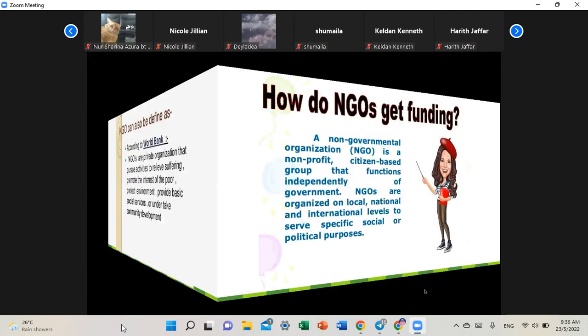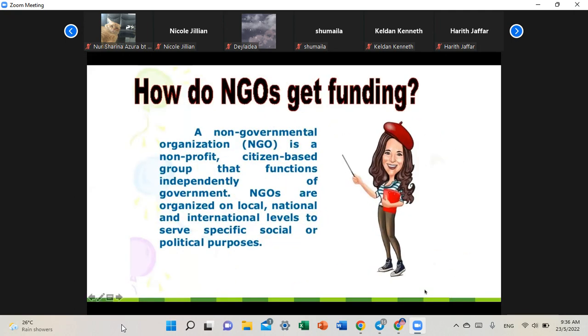Okay. So how do NGOs get funding? A non-governmental organization is a non-profit, citizen-based group that functions independently of government. NGOs are organized on local, national, and international levels to serve specific social or political purposes. Some address indigenous issues, some address security issues, some address social issues, some address youth, some address the economy, and whatnot. So all have different purposes, but they do have networking among them.